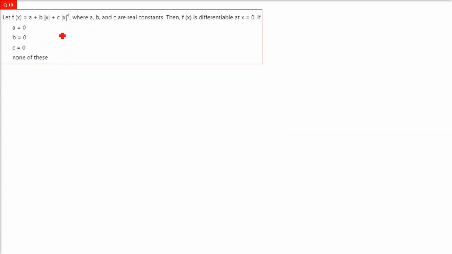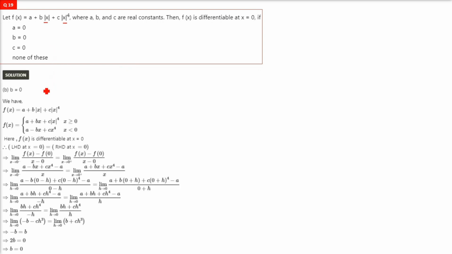Let f(x) = a + b|x| + c|x|^4, where a, b, c are real constants. Then f(x) is differentiable at x = 0 if. So the differentiability is already given, f(x) is differentiable. So you can do it by yourself. You just have to take the left hand derivative and right hand derivative, equate them, and by equating you will get some value of b or a, whichever is there.